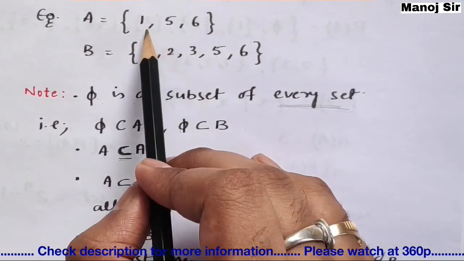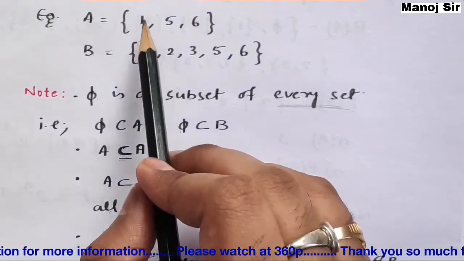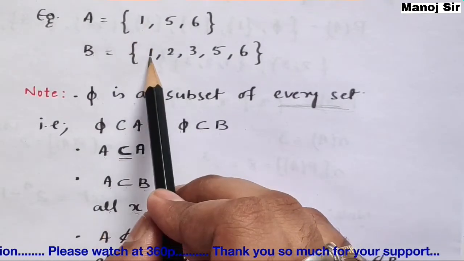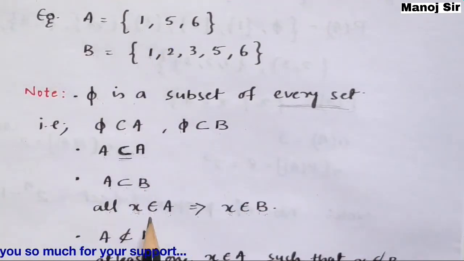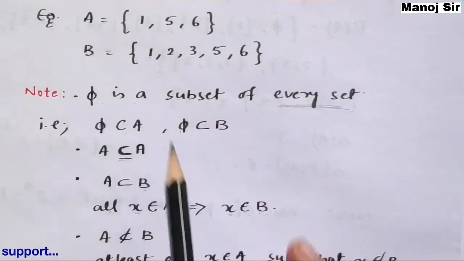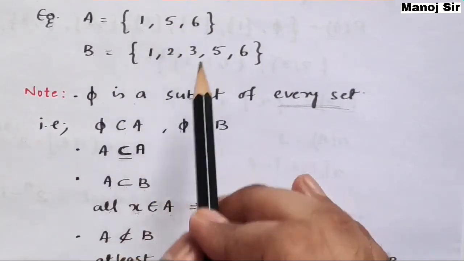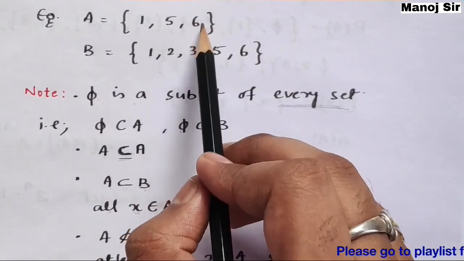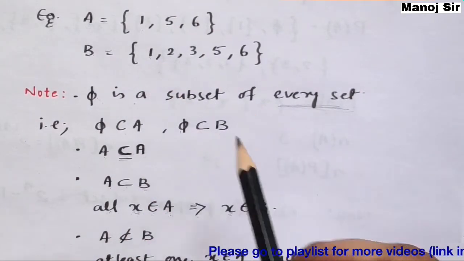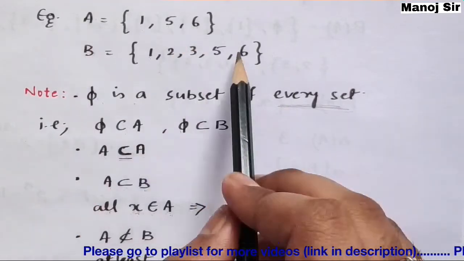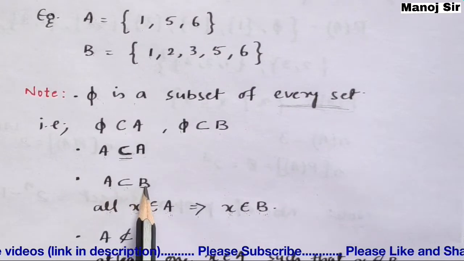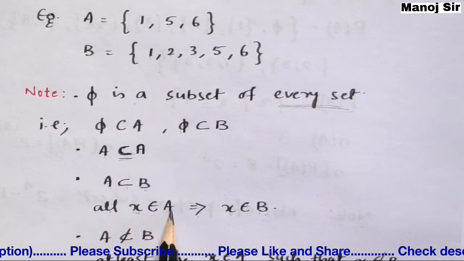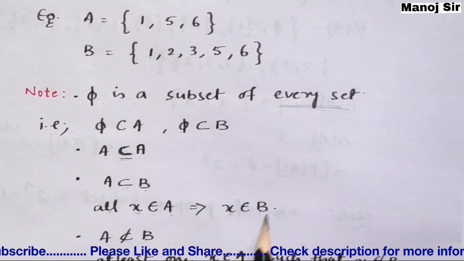Here you can see, if x is 1, then 1 is also contained in B. If x is 5, which is contained in set A, then it is also contained in set B. If x is 6, then you can see this 6 is present in set A and set B also. So here you can say A is a subset of B. It means for all x, x belongs to A implies x belongs to B.